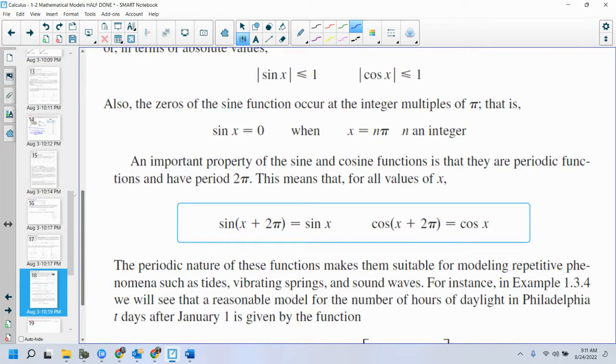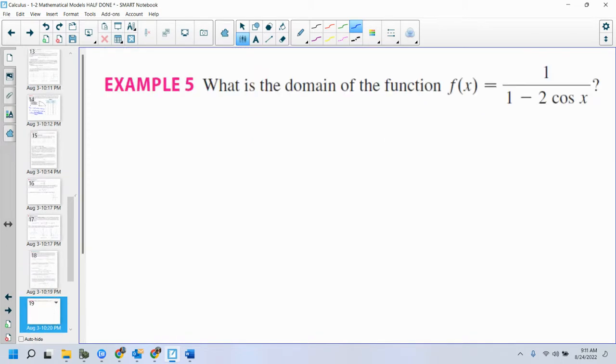It's a good idea to remember that you have those rotations, because that's going to come up right here. One of the other examples that we have: what is the domain of this function? I would consider this an algebraic function. Why? Because I see a rational function with a trigonometric function inside of it.